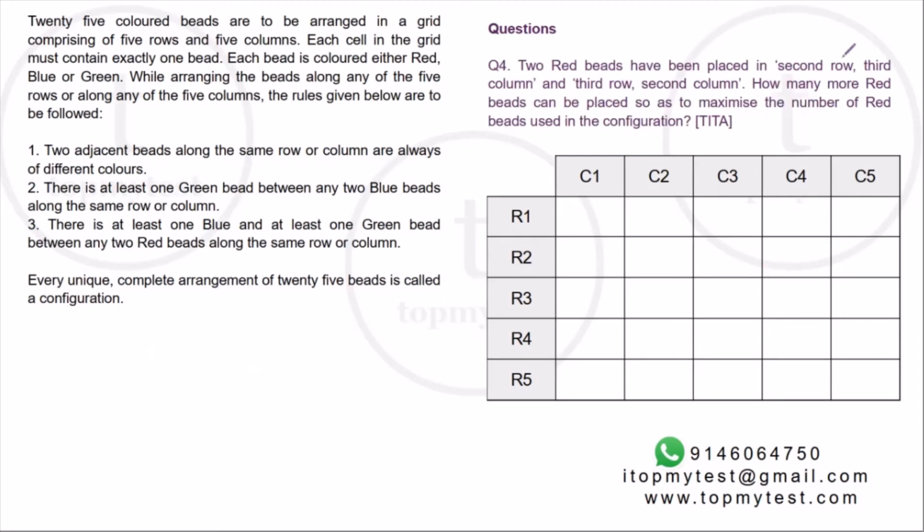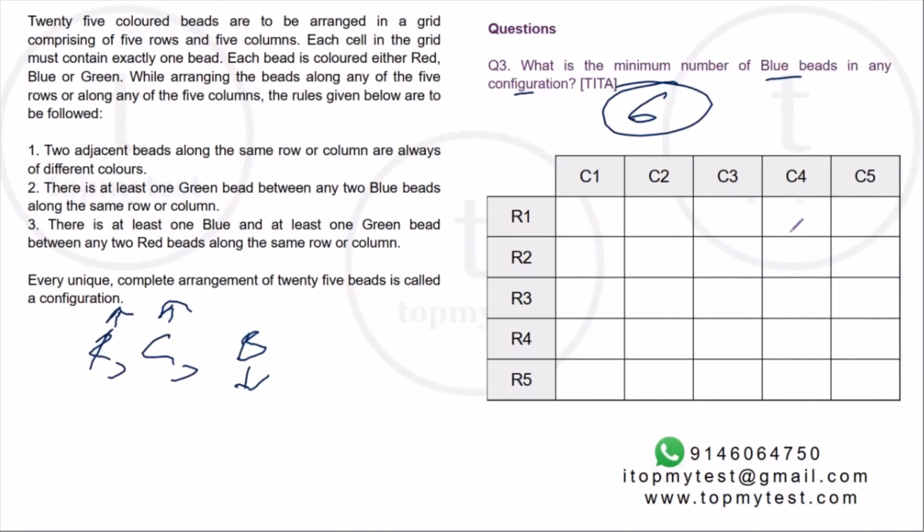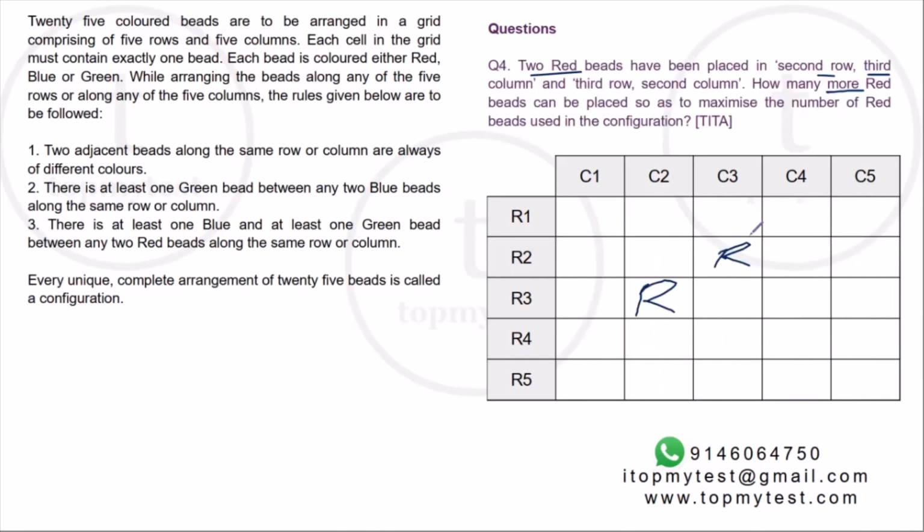And the last one, this is very similar to the previous two. 2 red beads have been placed in second row, third column, and third row, second column. Okay. How many more red beads can we place so as to maximize the number of red beads? We'll do it very similar to this. We'll try to pack in the reds as close to each other as possible. We need to give a gap of only 2, right?